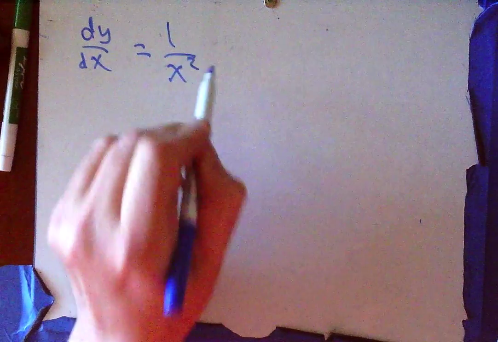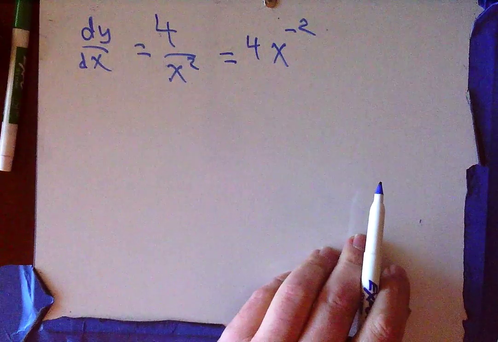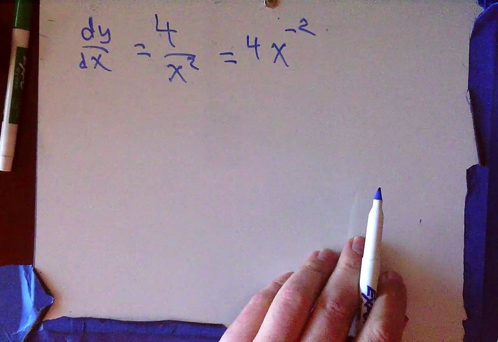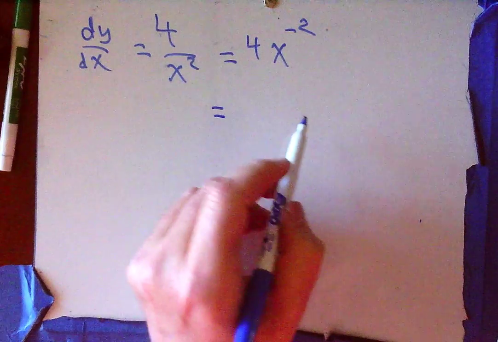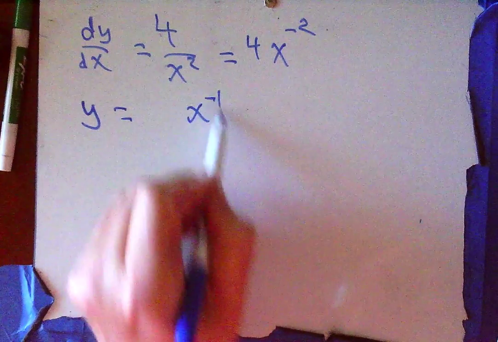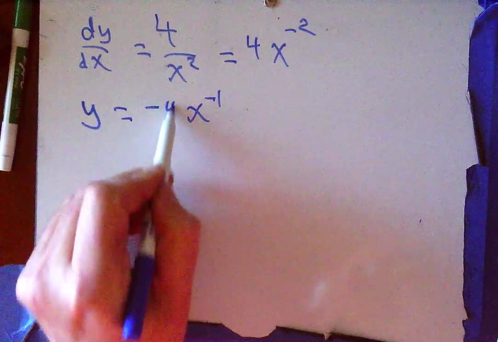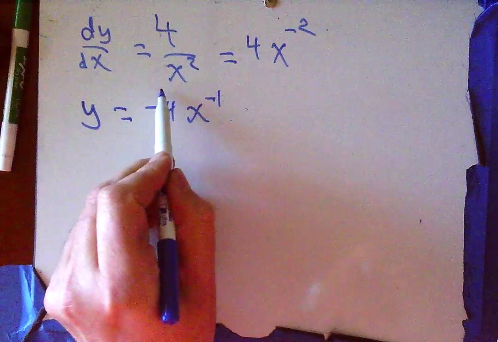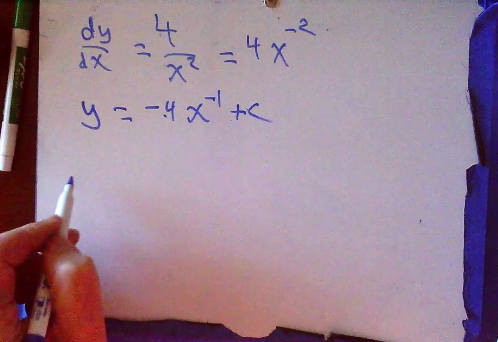Okay, how about this one? dy dx equals 4 over x squared. And you're more than welcome to think about that as 4x to the negative 2nd. Okay, 5, 4, 3, 2, 1. So what does y equal? Well, I had to add 1 there. If I brought down that negative 1, I get that. Not really, not unless there's a negative 4 there. So that when I bring down this negative 1, negative 1 times negative 4 is positive 4. Don't forget the plus c. Okay, how about this one?